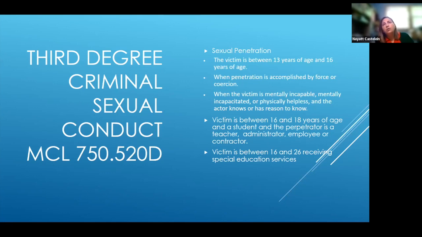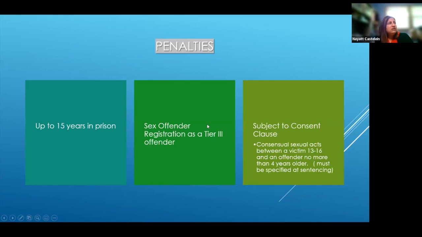A lot of your Romeo and Juliet cases or consent clause cases get charged as CSC third degrees because of the age factor in the offense. So the penalties for this is up to 15 years in prison as well. It's not supposed to be a probationary offense, but you do see some judges giving probation for a CSC third. Sex offender registration as a tier 3 offender. And CSC third degree is subject to the consent clause.